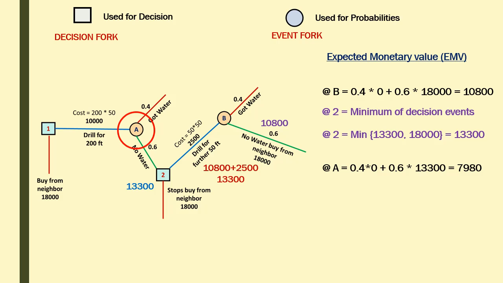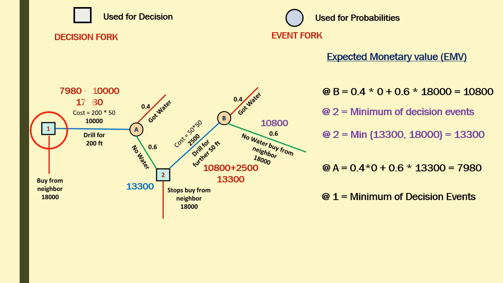Last is decision box 1. It should be the minimum from drill or buying from the neighbor. The cost of buying from the neighbor is 18,000, and if we drill the cost is 17,980. So the best decision is to drill for 200 feet. The overall decision taken is shown. So the farmer can try to drill, even if he doesn't succeed he will gain 20 rupees rather than buying from the neighbor.